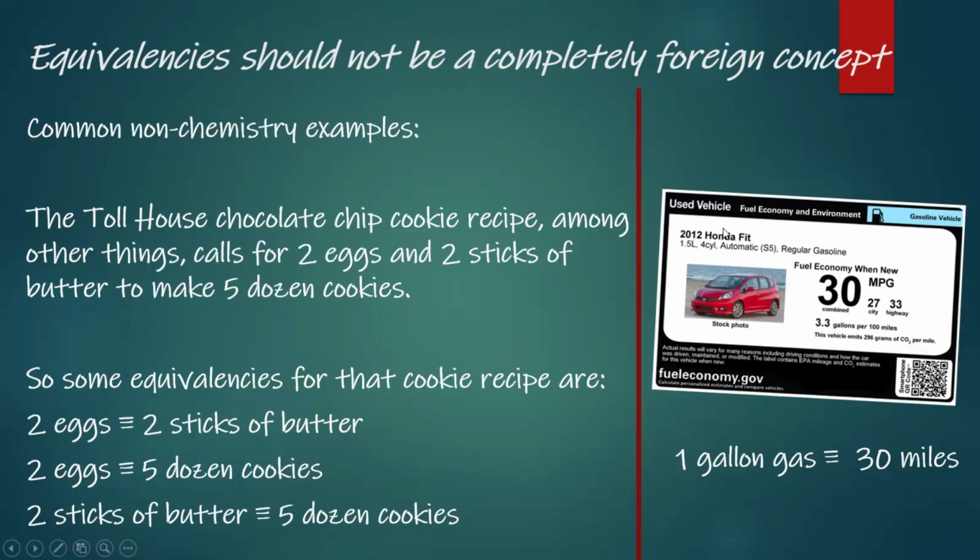Now, similarly, if you were looking at the stickers on cars and seeing what their gas mileage is, or if you know the gas mileage of the car that you ride in or drive, 1 gallon of gas is going to take you so many miles. So this car is supposed to get an average of 30 miles to the gallon. So if you bought 5 gallons of gas, you would expect to be able to go around 150 miles.